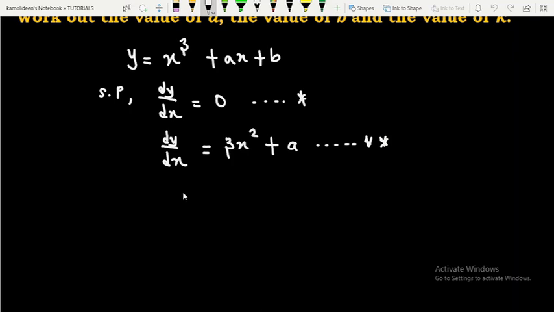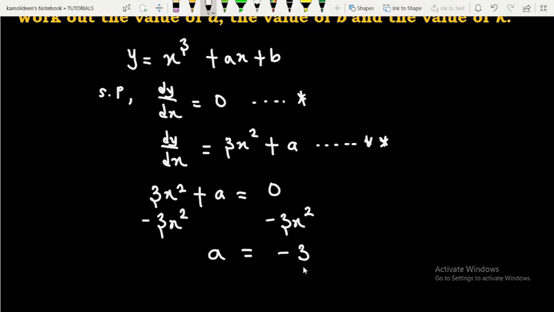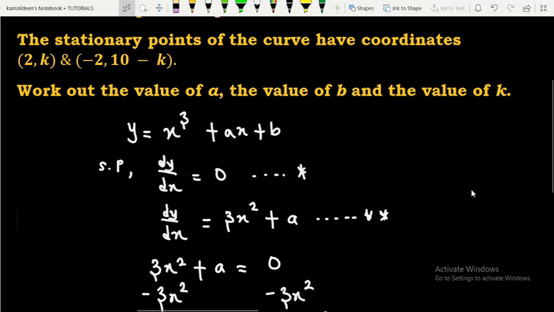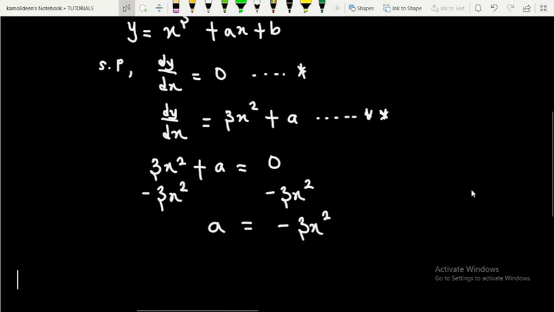We can equate the right hand side of the equation, so that means 3x squared plus a equals 0. If you subtract 3x squared from both sides of the equation, we're going to have a equals negative 3x squared. Now from the given coordinates, we can substitute the value of x, which is 2, from one of the points. So we're going to replace x with 2 so that we can solve for a.